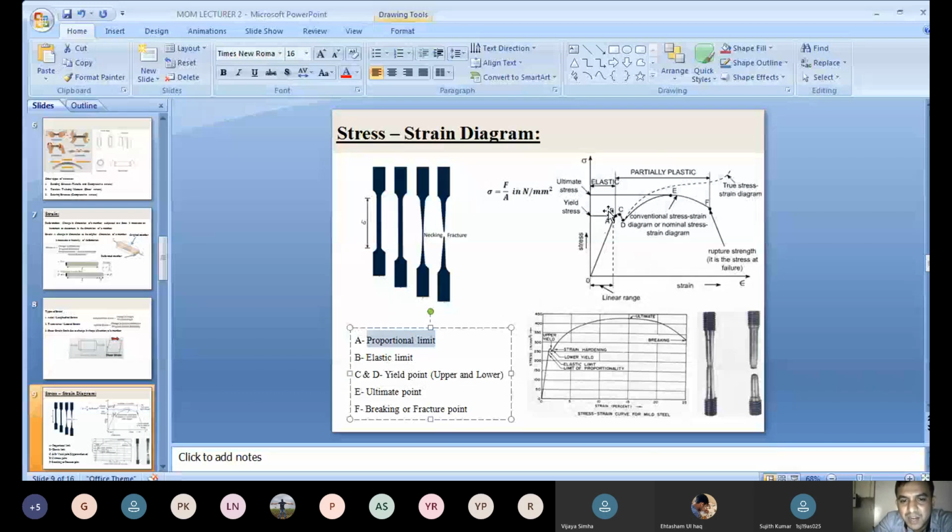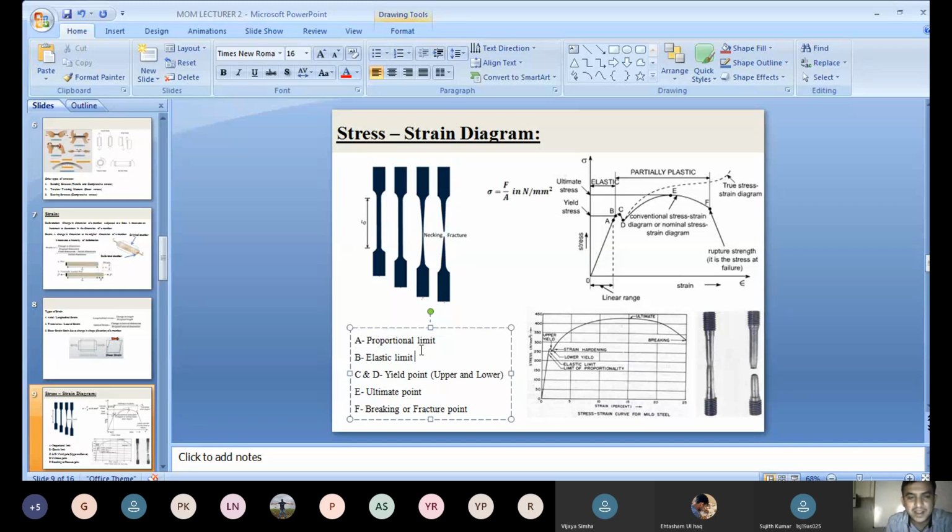And second, again, if you increase the load on the component, now it reaches one more point. That also is a linear scale, a straight line. That point B is called the elastic limit. What do you mean by elastic? If you increase the load, the deformation also changes, and the stresses induced also increase. Now if you remove that load at this point B, what happens? The body comes back to original shape and size. That is the maximum point where the body will come back to original shape and size. The maximum stress induced, that point B, is called the elastic limit.